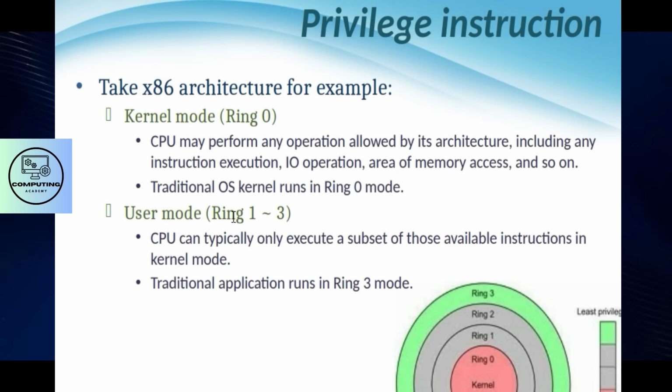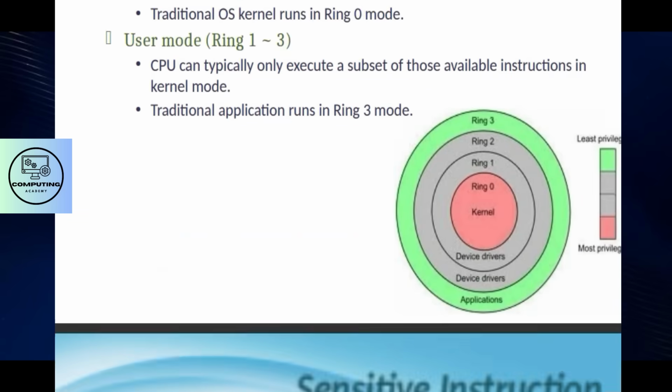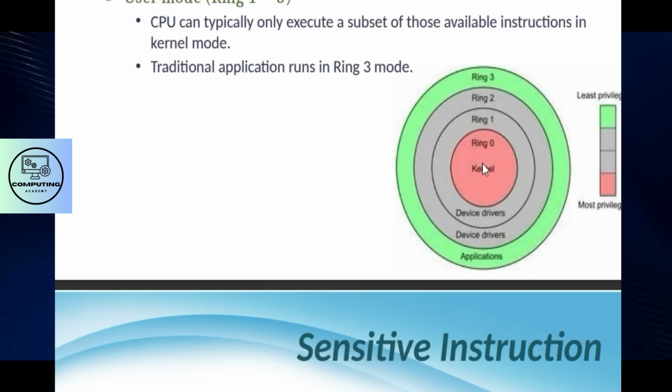Then we have user mode. Let's talk about it. CPU can typically only execute a subset of those available instructions in kernel mode. Traditional application runs in ring 3 mode. You can see the diagram here. Ring 0 kernel, ring 1, then ring 2, then ring 3. Ring 1 includes device drivers, and ring 3 involves applications.